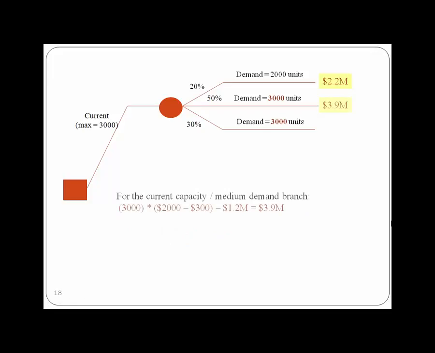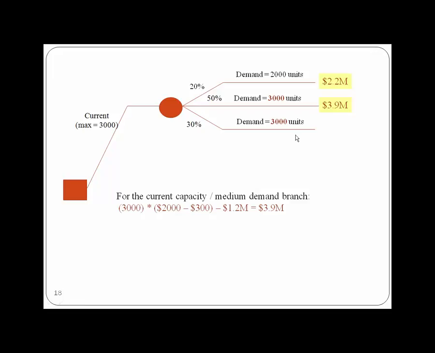Now what about the medium branch? Well, for the current capacity medium branch, we have a demand of 3,000 that we can meet. Even though the potential demand is 5,000, we can only meet 3,000 of it. So we take 3,000 again times the price per unit minus the variable cost per unit minus a 1.2 million gives us 3.9 million.